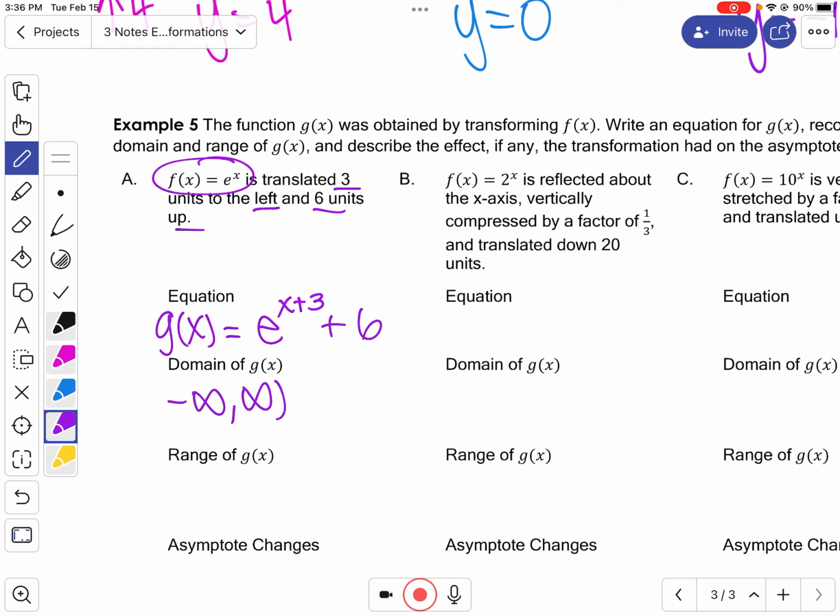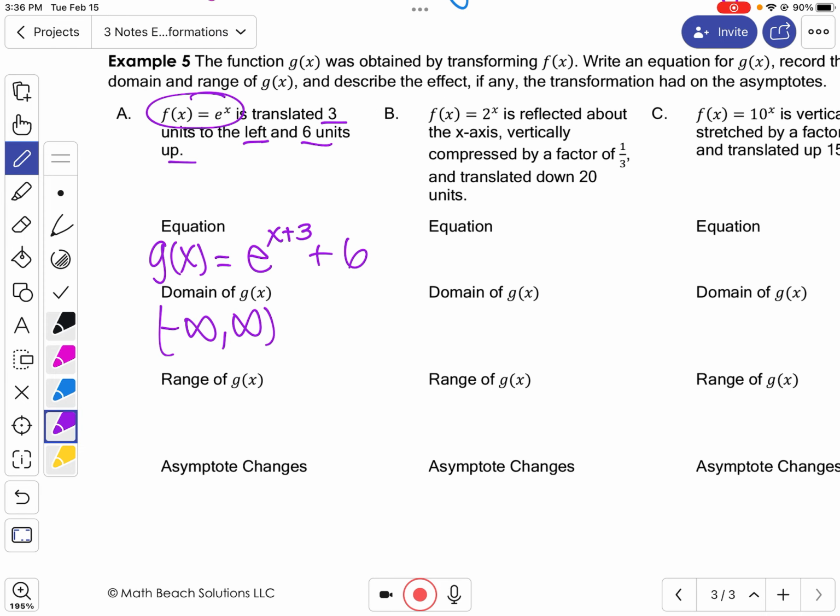Domain is not changing. Since we went up 6 and there's no reflection, that means we're going to be going from 6 to infinity, or y is greater than 6. Again, you don't have to write both of those, just decide which one you think is easier. The asymptote did change because it's a horizontal asymptote. It went up 6, so now it's at y equals 6.